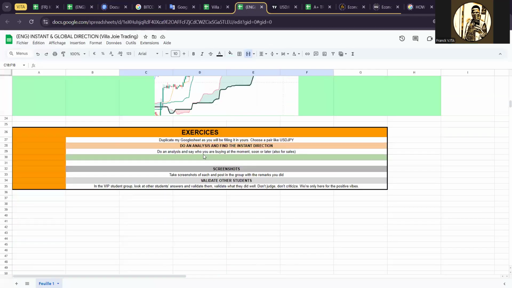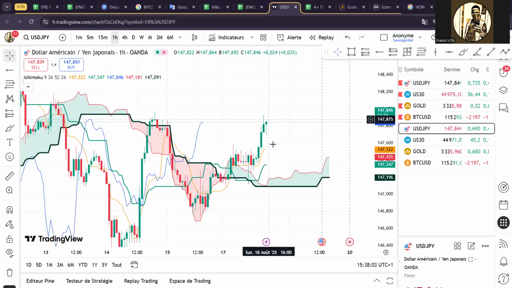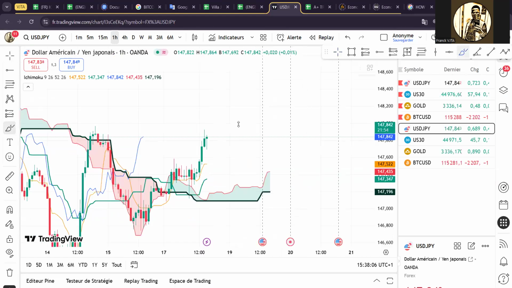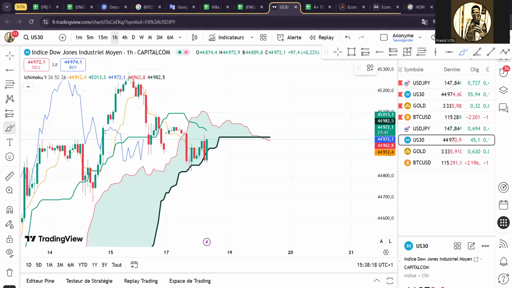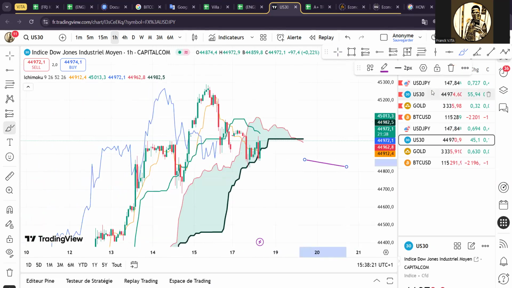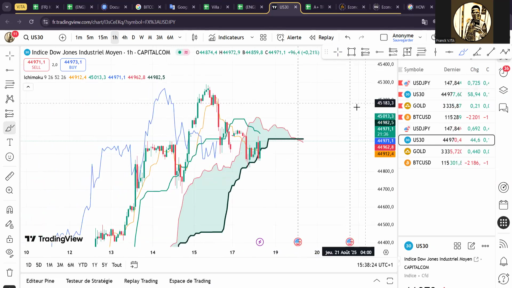So the exercise that you need to do is duplicate this Google Sheet and then do the analysis. Tell us, for the instant direction, where the candle is now in the live market, are you buying or are you selling? I'm only looking for the instant direction. You take a screenshot of the time frame where you buy or sell and what makes you buy or sell there. And is it an instant execution or a later one?